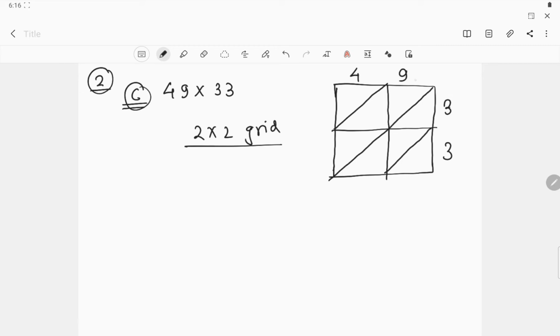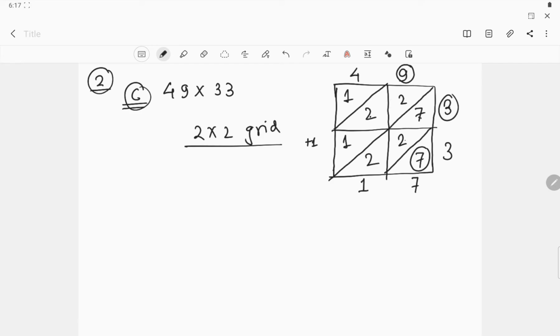Now multiply it. So 3 9s are 27, 3 4s are 12, 3 9s are 27, 3 4s are 12. Okay. Now we have to do addition along the diagonal. So it is 7, so it will be 7. Now the second diagonal, 7 plus 2 plus 2, that means 7 plus 2 is 9, 9 plus 2 is 11. That means you have to write 1 here and carry 1 to the next place. Next place means next diagonal.